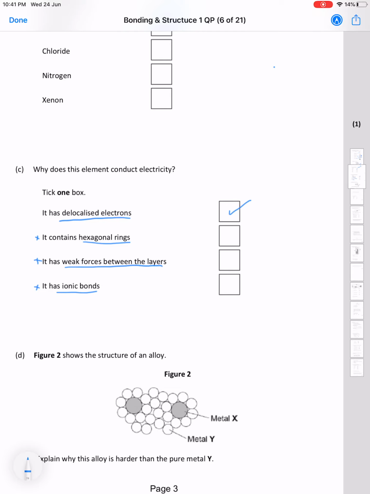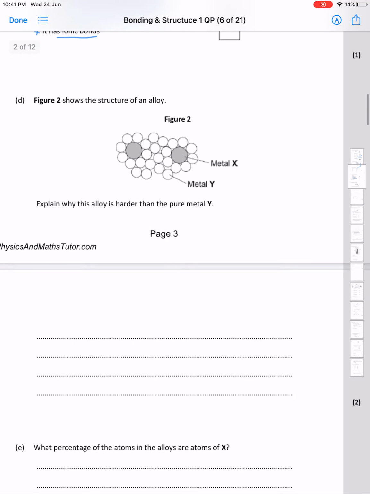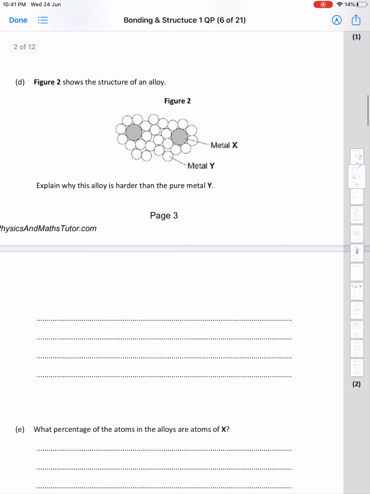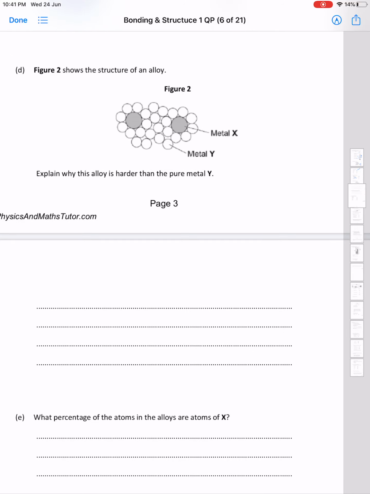And let's move to another question over there. Okay. This one shows the structure of an alloy. Explain why this alloy is harder than pure metal. Okay, now here, as I see there, I can see the alloy. The alloy is made up of 2 atoms or two metals, metal X and metal Y. Why is this alloy harder than the pure metal Y?